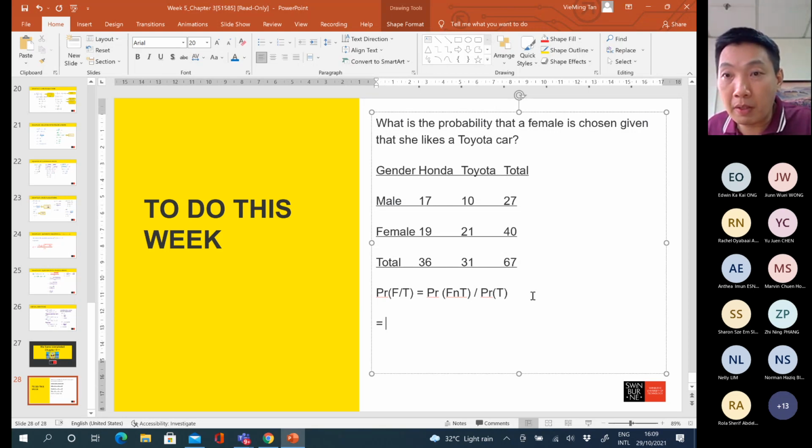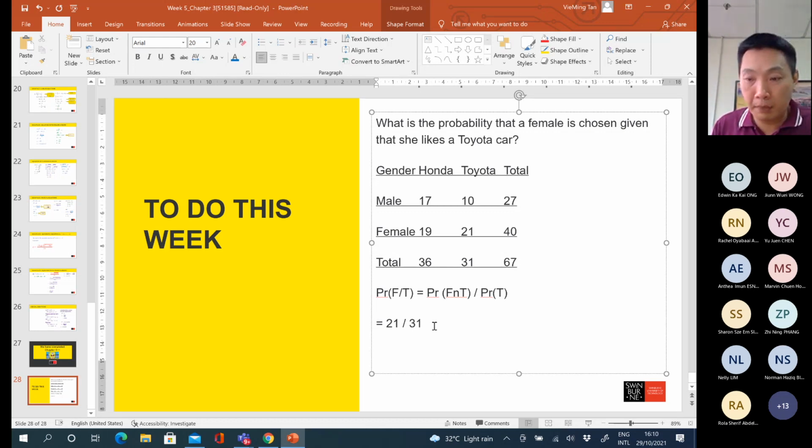Okay, so let's solve the problem for the numerator first. F intersect T. F is this row, T is this column. So the numerator is 21 over 67. But in order to do it fast, I just put 21. Right. T refers to the total number of people who like to have a Toyota car. So altogether, how many? 31 of them, right? So it's 31 here. So the answer is 21 over 31.